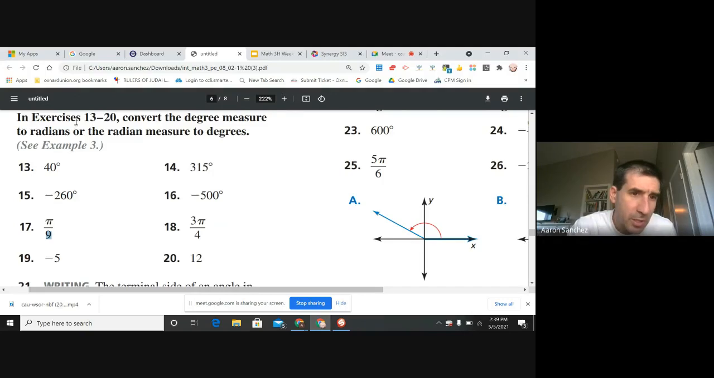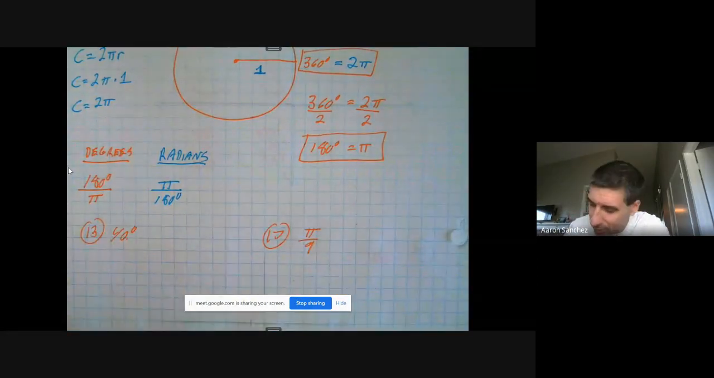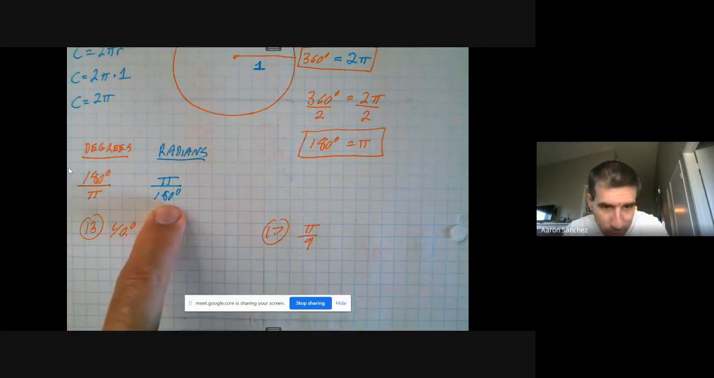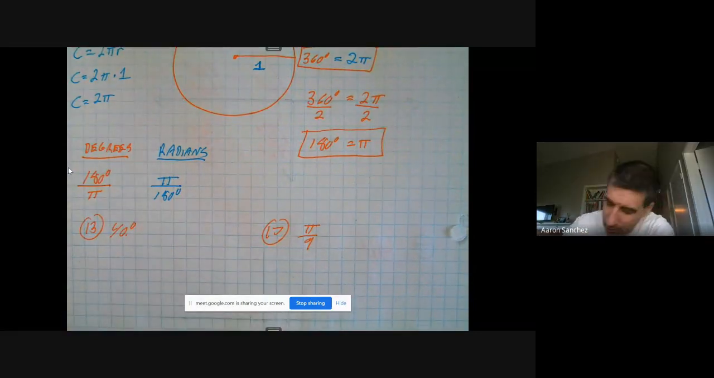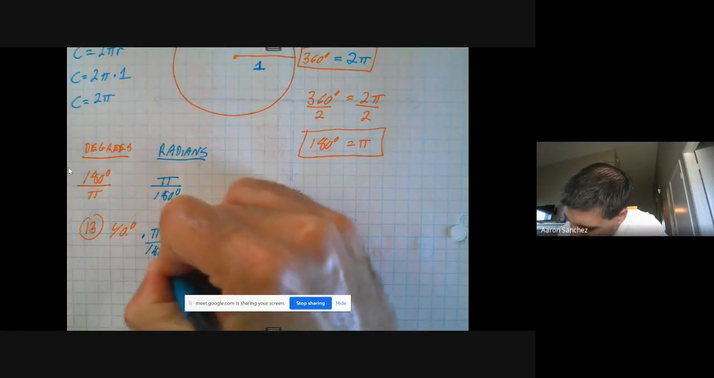So here's what they want us to do. In exercise 13 through 20, convert degree measures to radians, or radian measures to degrees. So I'm going to do 13 and 17 with you guys. 13 is 40 degrees. 17 is pi over 9. Okay, here we go. Convert this into radians. Well, which one am I going to use? Well, since I want radians on top, I go times pi over 180 degrees.